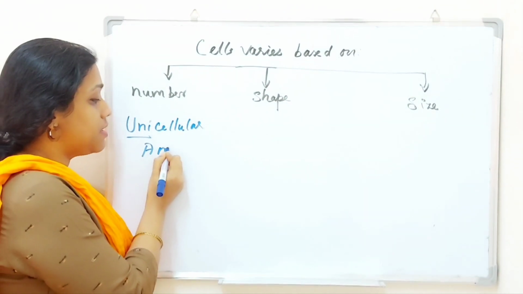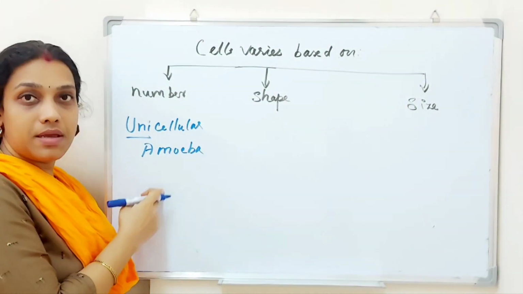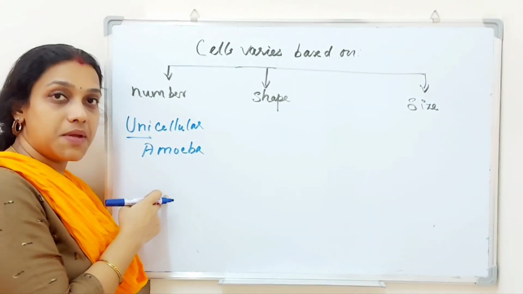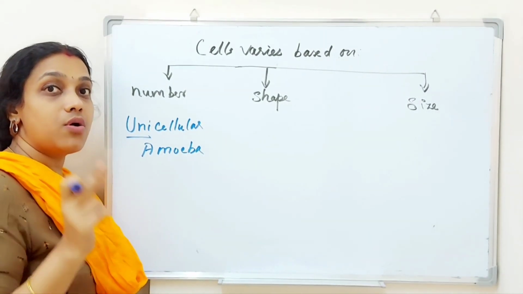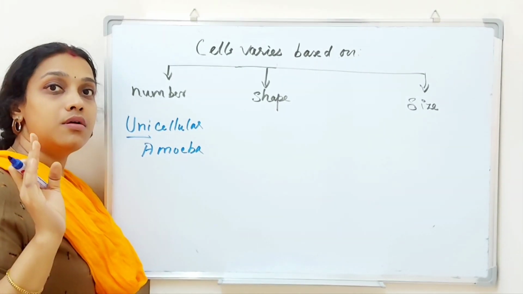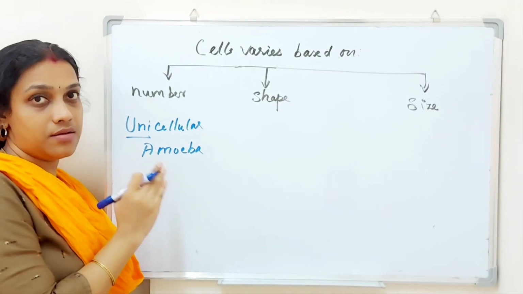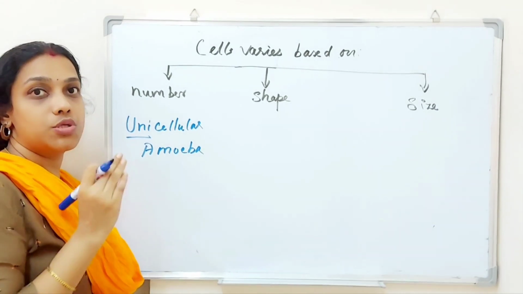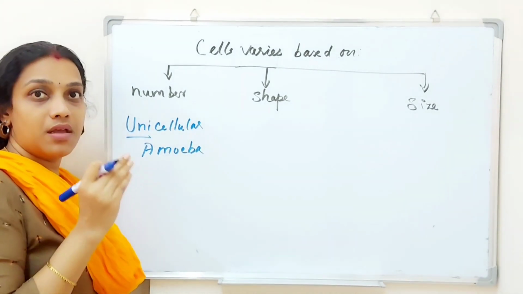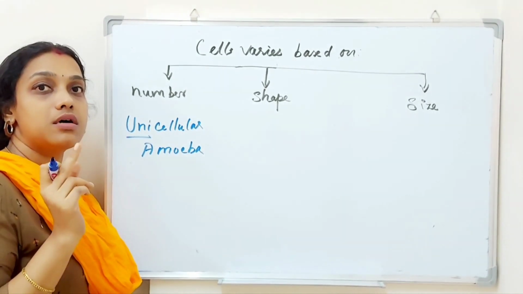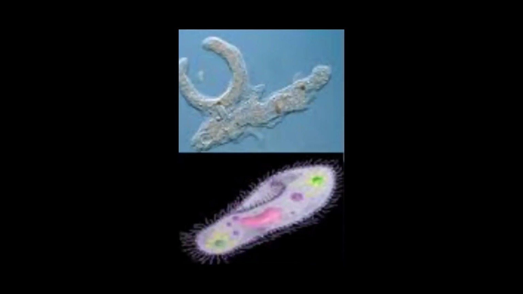And here an example is amoeba. Amoeba is an example. Paramecium is an example. And here the speciality is that the organism is having only a single cell in their body, and that single cell is enough or capable to carry out all the activities of that organism. Respiration, excretion, digestion, everything is possible by that single cell only. That is known as unicellular organisms, organisms that are having only a single cell in their body. This is a picture of amoeba and paramecium, the unicellular organisms.